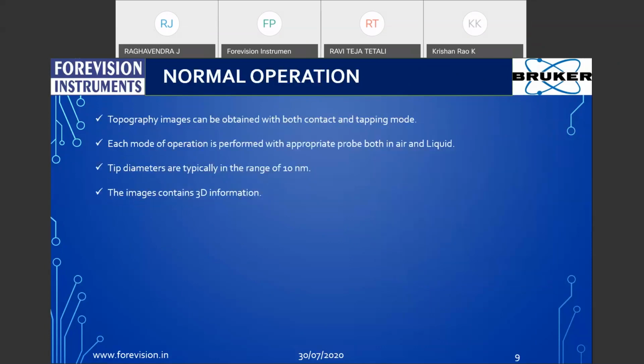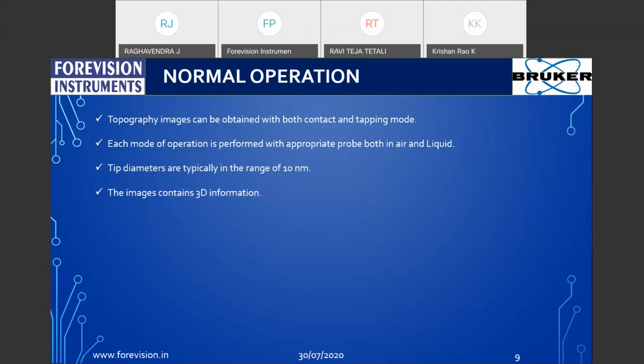Then the normal operation of any AFM is, we will introduce the sample in the AFM and approach the tip to the sample by using the software, and then we can take the images in both contact mode as well as in tapping mode.